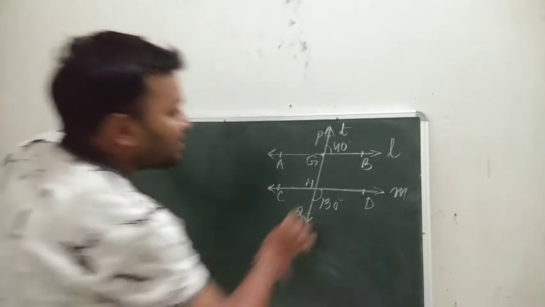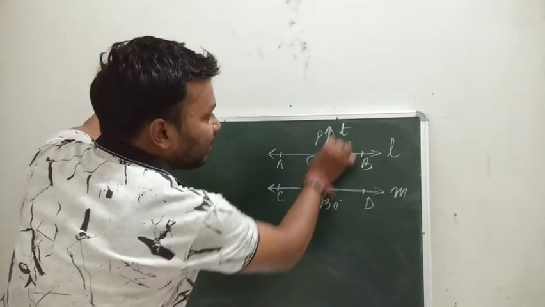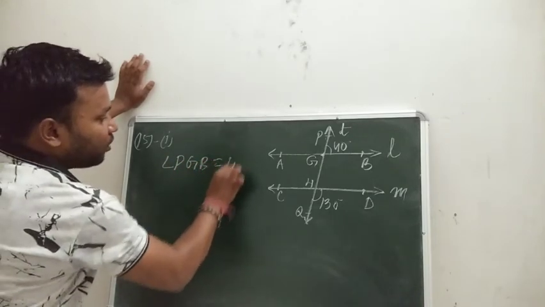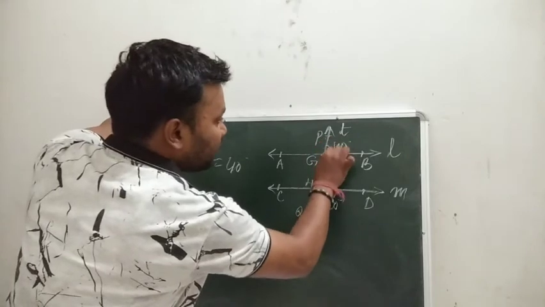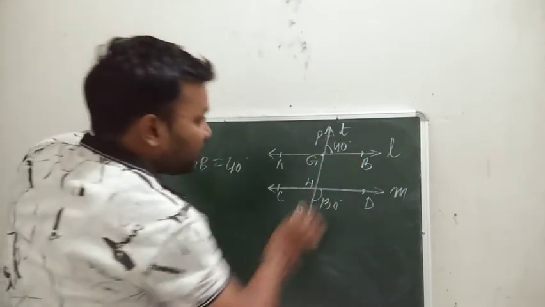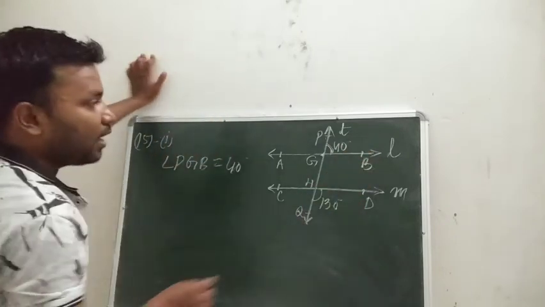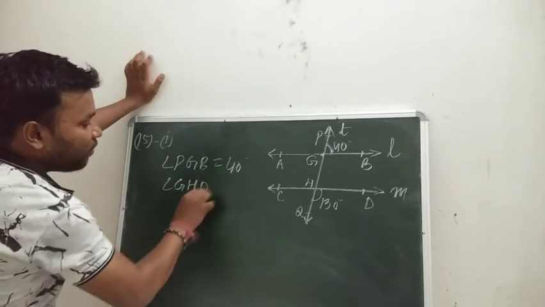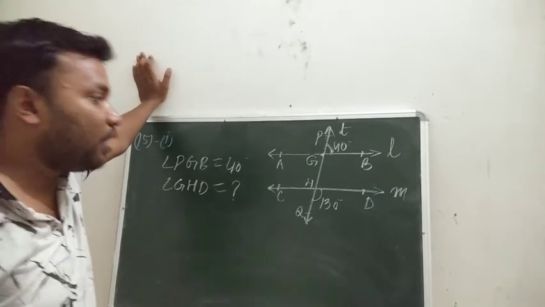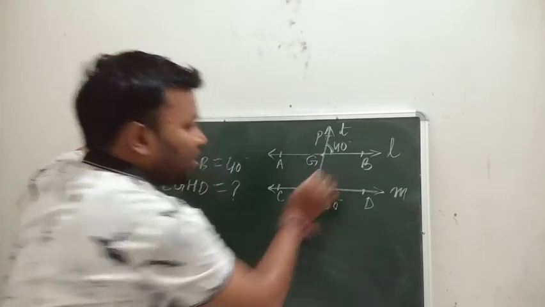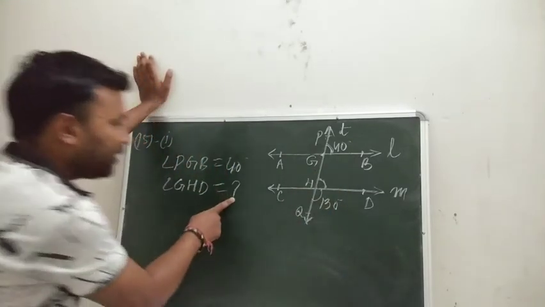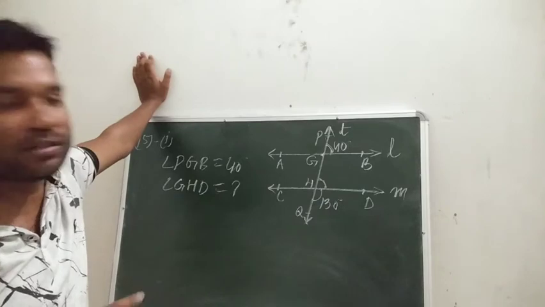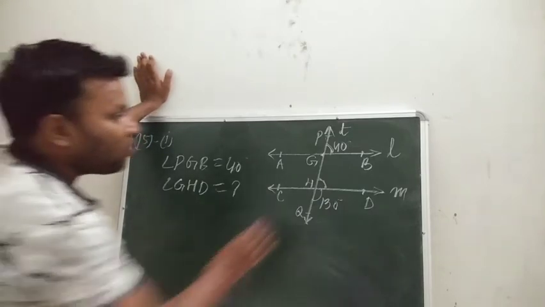So students, you can see here the value of this angle PGB is already given as 40 degrees, and the angle which corresponds to this angle PGB is angle GHD. So we will find the value of angle GHD. If the value of angle GHD comes as 40 degrees, then we will say that lines L and M are parallel, otherwise they will not be parallel. So let's try to find out the value of angle GHD.